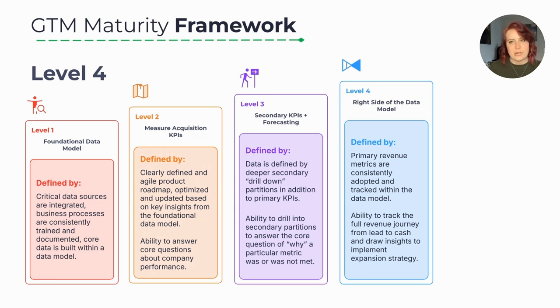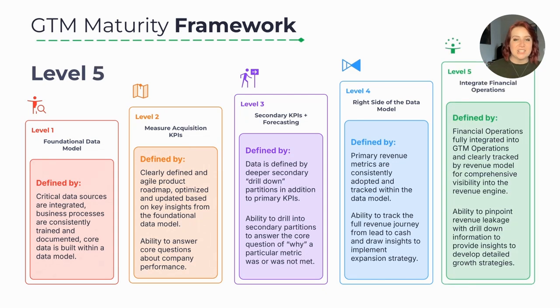Level 4 and 5, bringing in the finance data, is the strategic unlock that moves the company from being linear to exponential growth. This is where you can stop relying on only finding new customers and start compounding revenue from existing ones in addition. Level 5 is the ultimate end state.